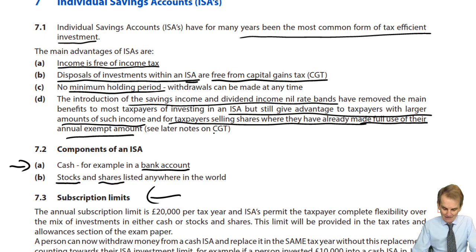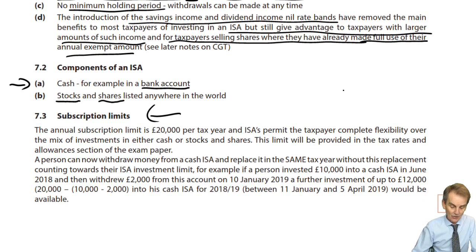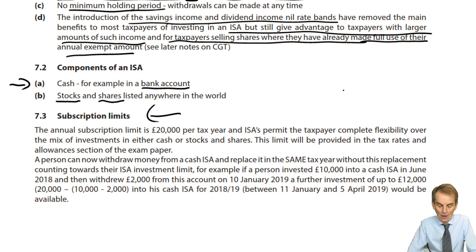Okay, in income tax, we have a personal allowance, which is a level of tax-free income. In CGT, we have an annual exempt amount, a level of tax-free gains. But if you had an individual selling lots of shares, making lots of gains, that may indeed exceed that AEA, and then this would be worthwhile. Final bits here. Subscription limits, again, basically £20,000 a year. If you want to take full advantage of ISAs, you can split that any which way you like, between your cash deposits and your shares held within the ISA.